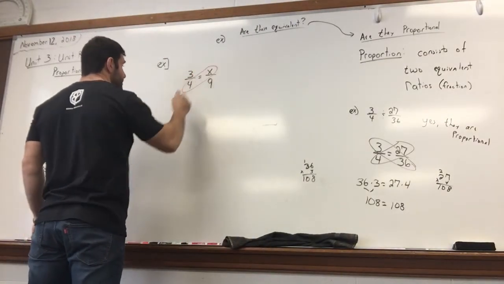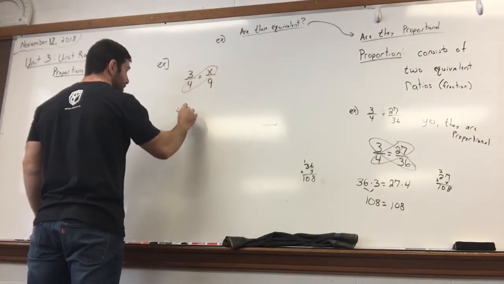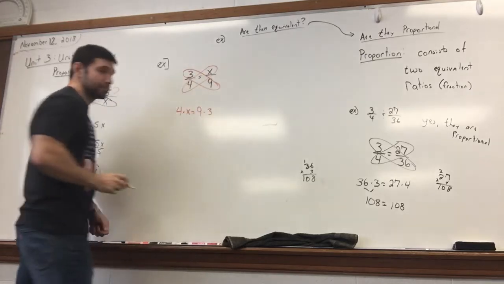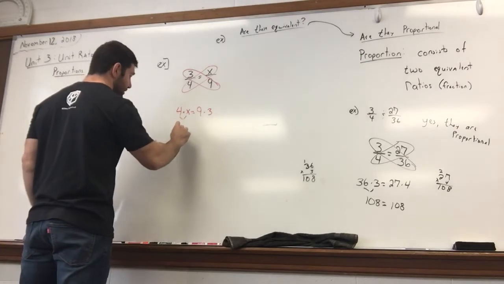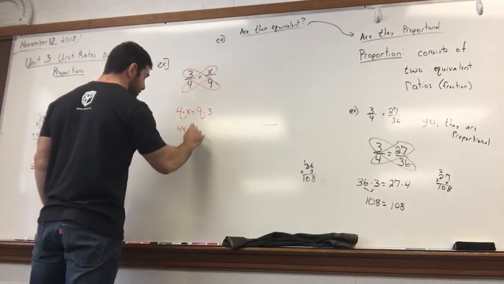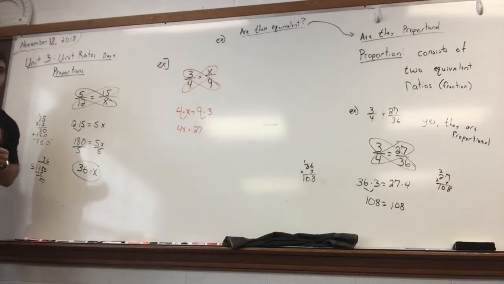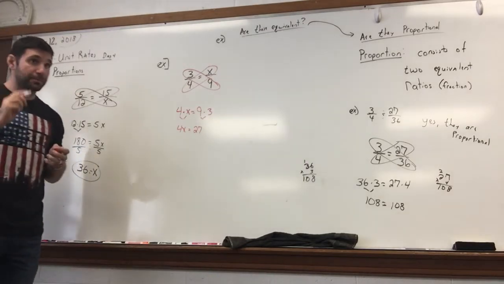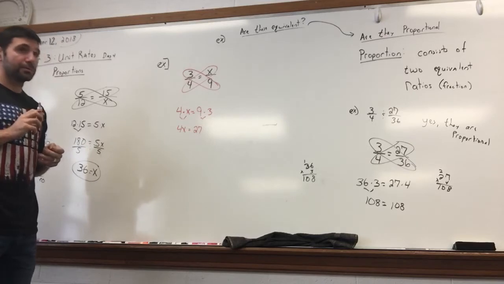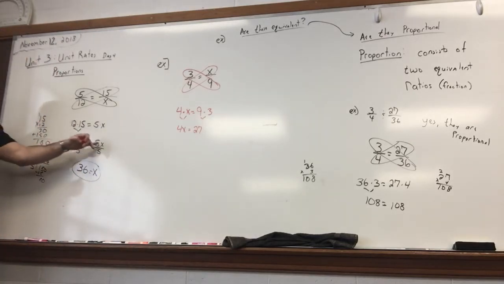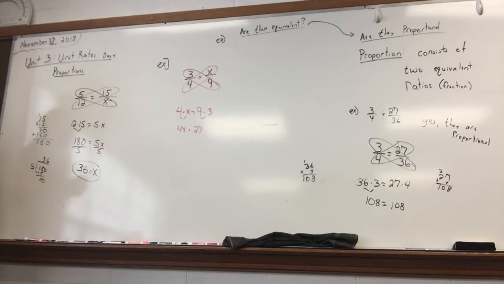I have 4 times x equals 9 times 3. 4 times x is simply 4x. 9 times 3 is 27. From this step, Brendan, what do I need to do? How do I get x by itself? What did we do over here to get x by itself? Somebody help him? Go ahead, Emma.